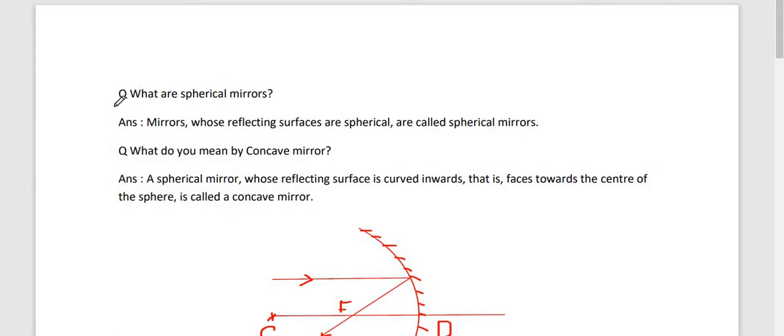Dear students, today we will discuss spherical mirrors. Already we have discussed plane mirror. This is a plane surface and this one is a curved surface. If it is a part of a sphere, then it is called spherical. Here we will make it a mirror. It will be a spherical mirror.